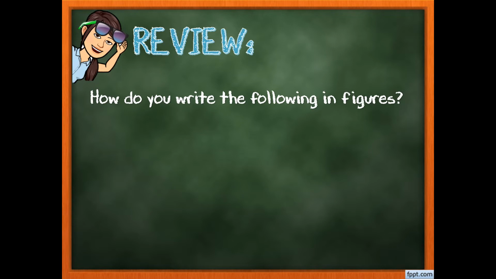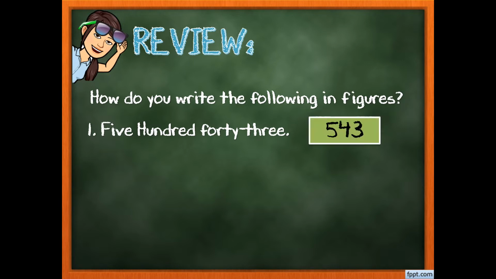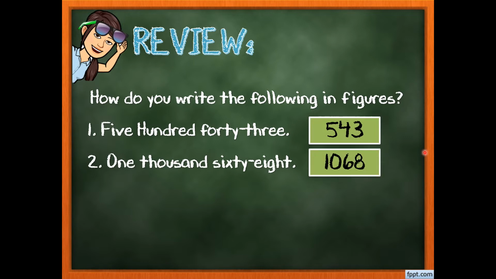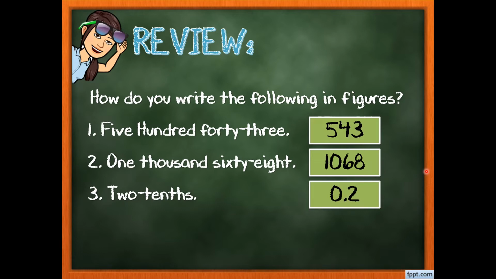Let's have first a review. How do you write the following in figures? 1. 543. Okay, very good. The answer is 543. 2. 1068. The answer is 1068. Number 3. 2/10. The correct answer is 0.2.